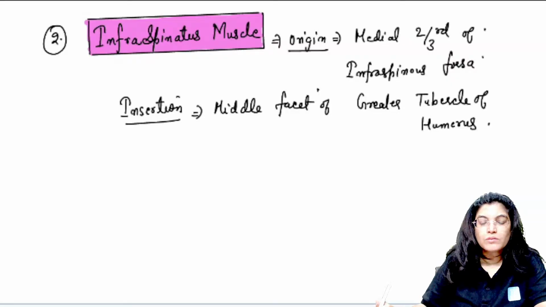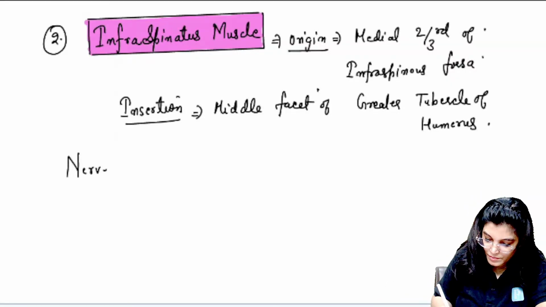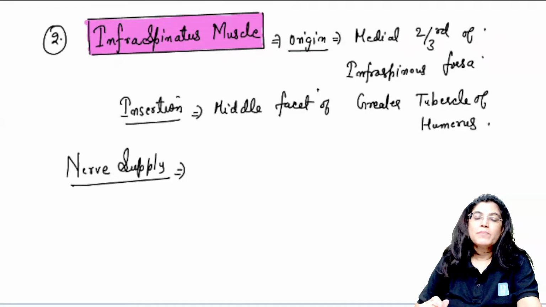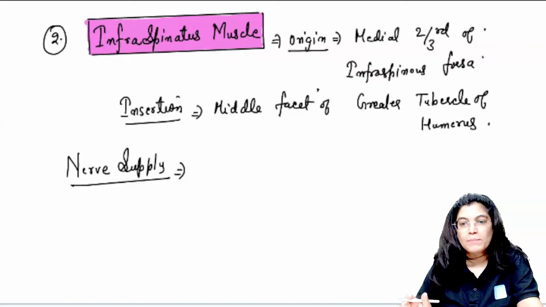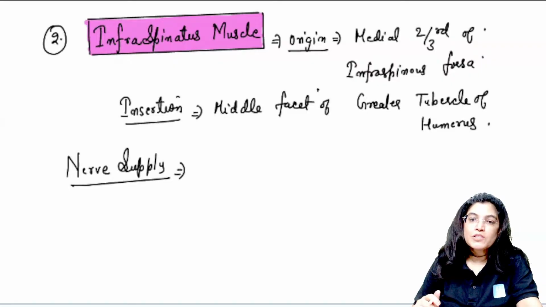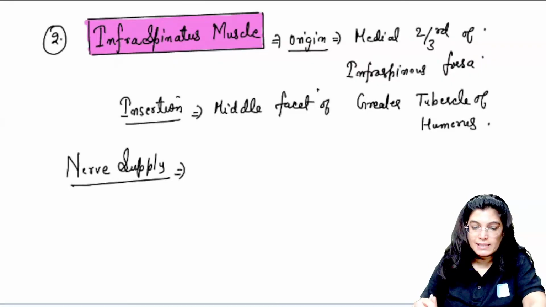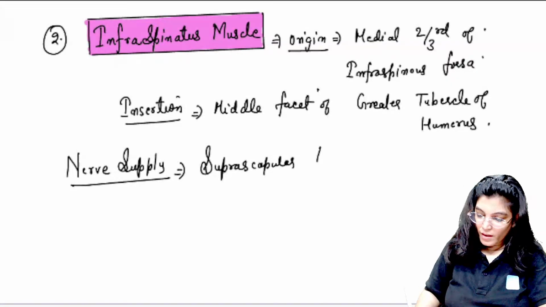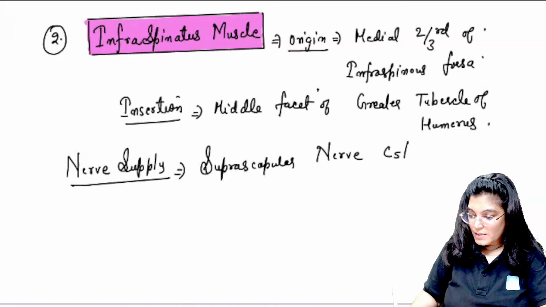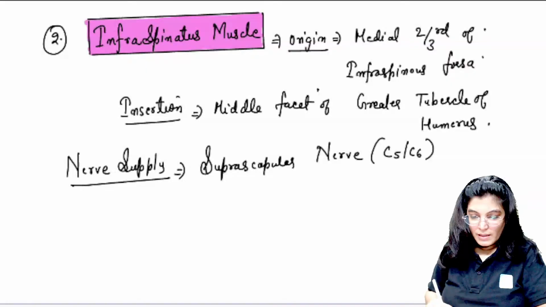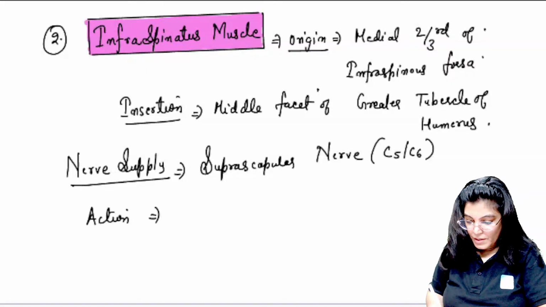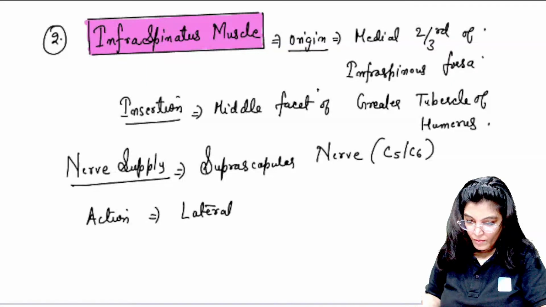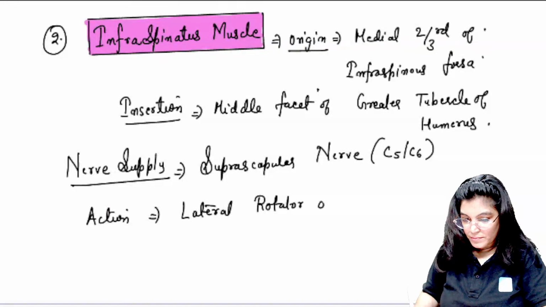Got it? Now talking about nerve supply and action. The nerve supply is similar to that of the supraspinatus muscle. That means supraspinatus and infraspinatus are both supplied by the suprascapular nerve, which is a branch from the upper trunk of the brachial plexus, having the root value C5, C6. Action: the infraspinatus muscle is the lateral rotator of the arm.